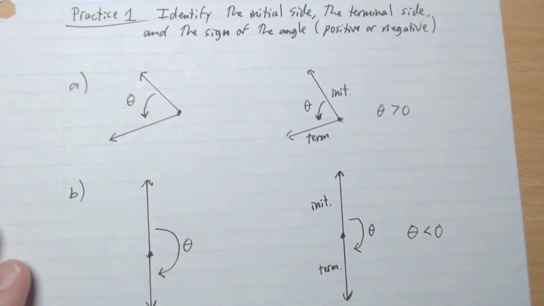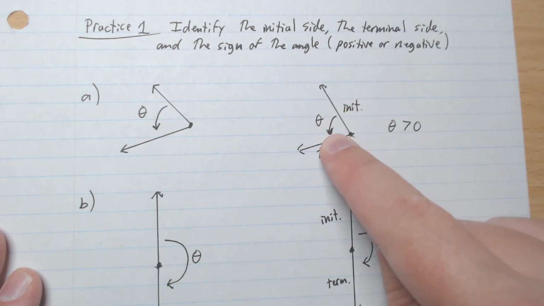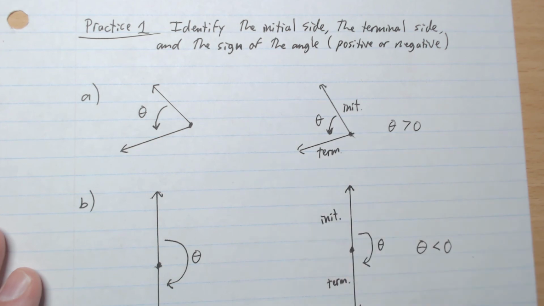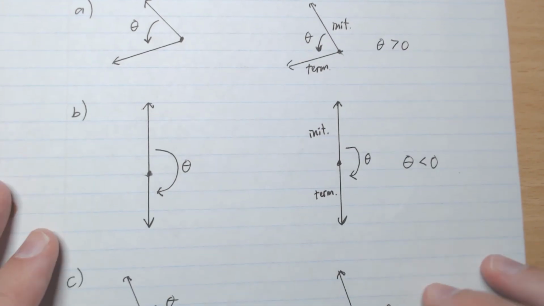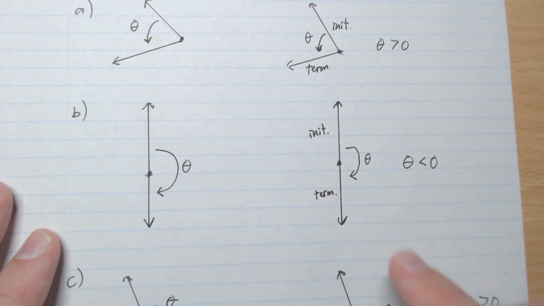Okay, we're back. So we got A. This is the initial side turning counterclockwise, so it's greater than 0, and we land on the terminal side. Here we have the initial side going clockwise, so it's less than 0, and we're ending on the terminal side here.